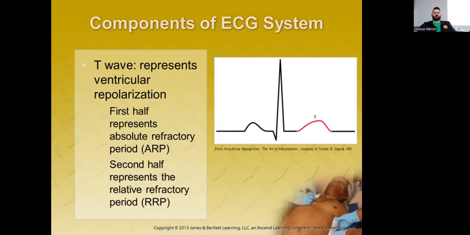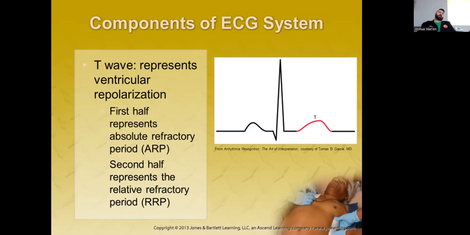T wave again represents ventricular repolarization. The first half of the T wave is your absolute refractory period. What does the absolute refractory period represent there, Tyler? Okay. It's close. Very good. So the absolute refractory period means that absolutely no other stimuli can depolarize or affect the heart while it's in this phase of repolarization.